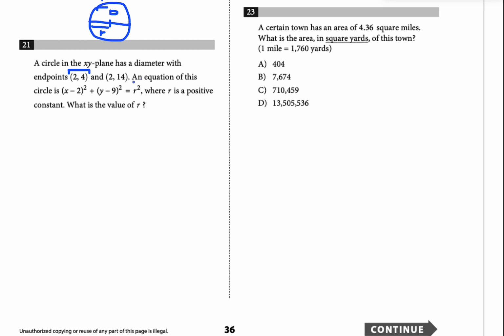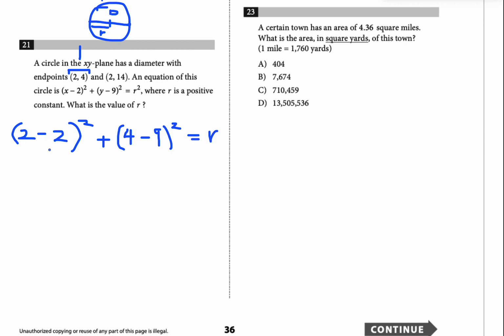Like I was saying, the easiest way in a test setting would just be to plug in one of these points, and that should give you your answer. So if we plug in the first point, we'll plug in the x for x here, so it'll be 2 minus 2 squared, plus, and then we plug in the y of the same point, so 4 minus 9 squared, is equal to r squared.